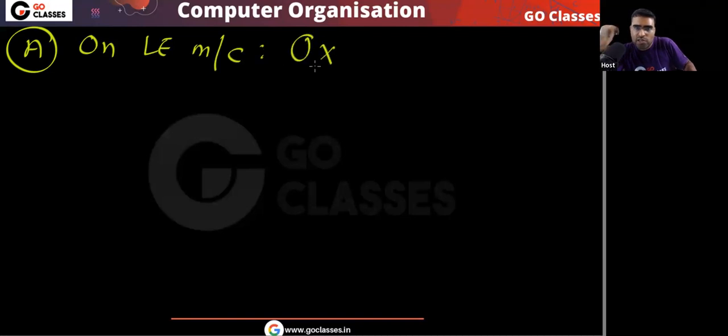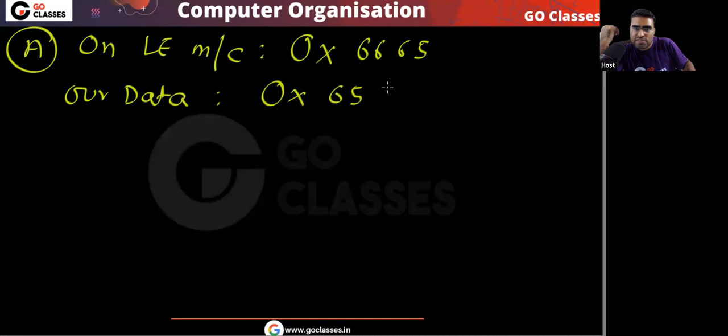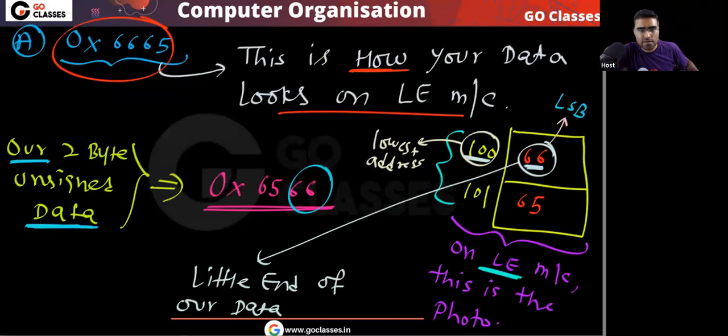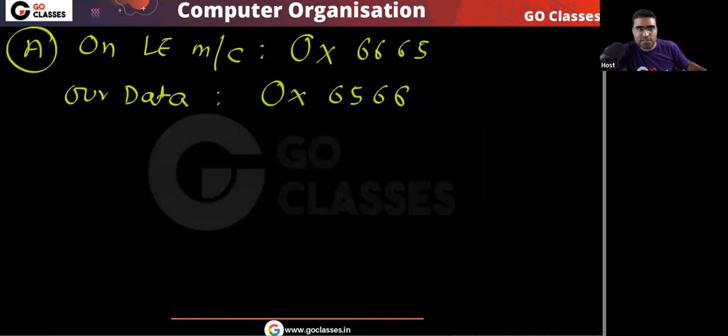So remember in option A, on a little Endian machine, this is how it looks: 6665. But our data will actually be 6566. Correct? Yes or no? Our data will be 6566.